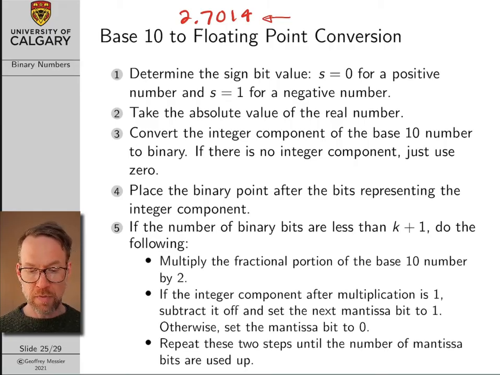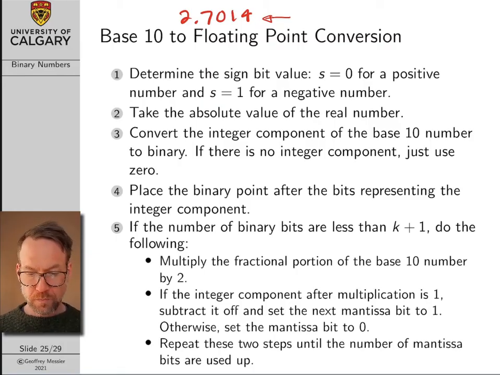And so we would represent the number 2 in binary. And after our integer component, we put our binary point, just like we had a binary point in our fixed point numbers. The next step, if we have a fractional component, is to determine the mantissa representation of the fractional component. And to do that, we do a series of steps.